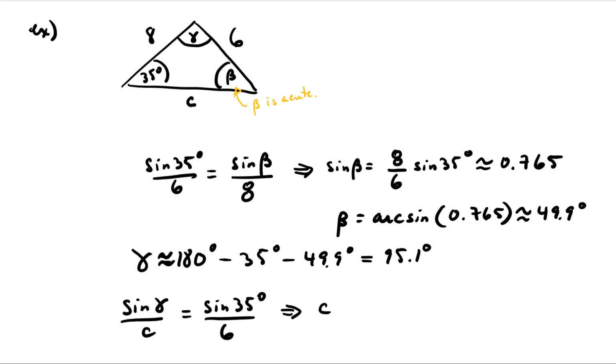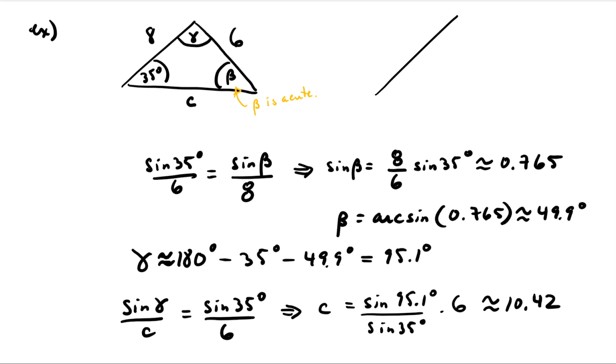So C is going to be sine of gamma over the sine of 35 degrees times 6. And this is approximately 10.42. So here I solved for all my sides and angles. So my triangle is essentially the following.